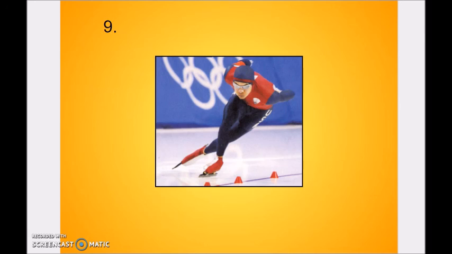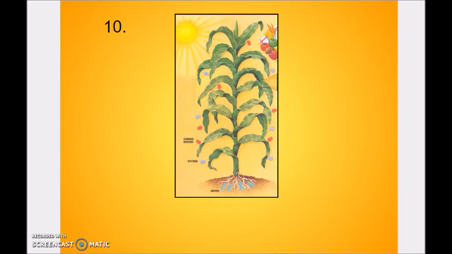Okay, and a corn plant. What kind of energy does it have that is stored within the plant? Because the plant, you can see it's doing photosynthesis right here. The sun is shining on it and it is taking in carbon dioxide, releasing oxygen. So it's making its own food. What kind of energy would that food have? All right, that's it.